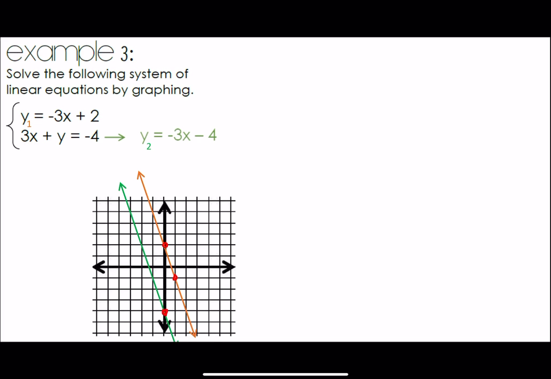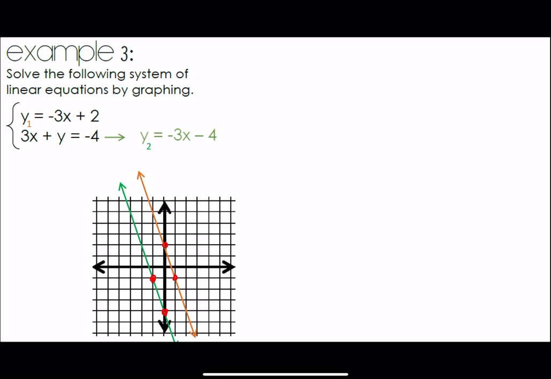Negative 4 is my y-intercept. I didn't have room to go down 3 on this and to the right 1. So if I turn my paper upside down, and I can't do this on my iPad, but if you were to turn your paper upside down and go down 3 to the right 1 and turn your paper back around, then you would have this point as well.